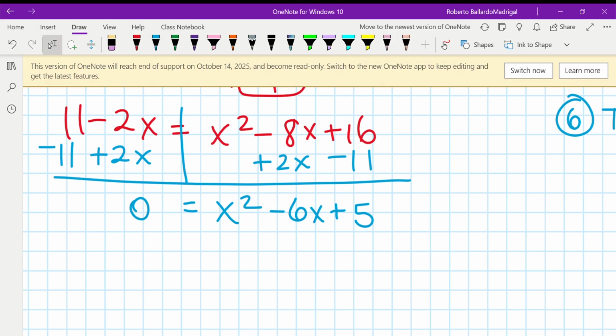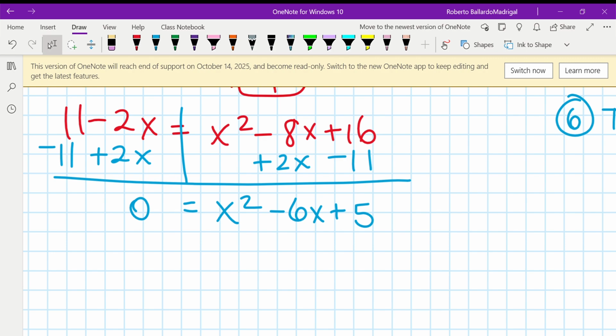And at the same time, it's set equal to 0. So we are good with step 3. We can move on to step 4. We do not have a leading coefficient like the first problem, so we don't need to multiply by negative 1. So that means we can move on to factoring.